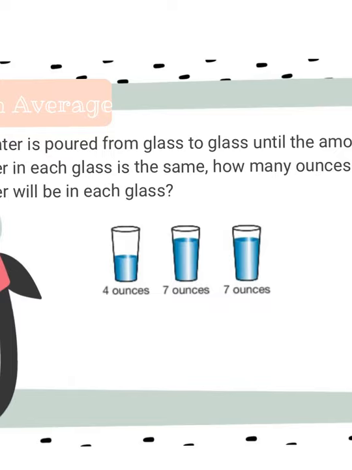Okay, if water is poured from glass to glass until the amount of water in each glass is the same, how many ounces of water would be in each glass? So the quick way to do this without doing it visually is to add up everything that I see here. So 4 plus 7 plus 7 is what? 18. And I'm going to divide it by how many glasses? 3. So how many ounces would be in each? Very good.